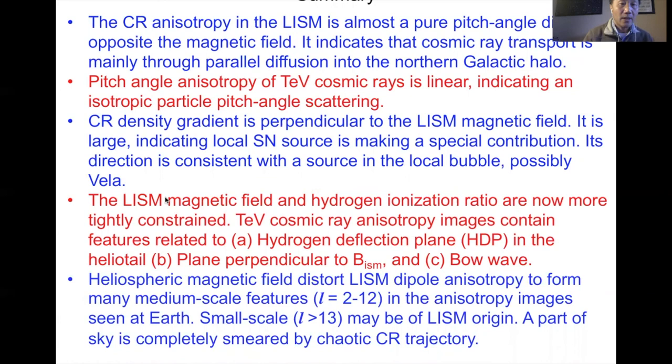The cosmic ray anisotropy can also put constraints on the local interstellar magnetic field and the hydrogen ionization ratio. The TeV cosmic rays can also contain features of the heliosphere, such as the hydrogen deflection plane, the plane perpendicular to the local interstellar magnetic field, and the bow wave of the heliosphere. The heliospheric magnetic field can distort the local interstellar dipole anisotropy to form many million scale features between L 2 to 12 in the anisotropy map. Small scale anisotropy, at large L greater than 13, may be of interstellar origin.